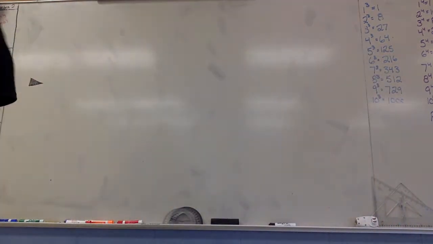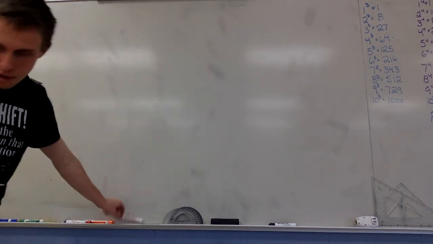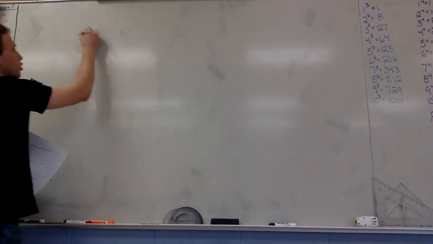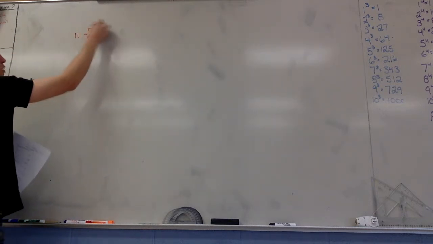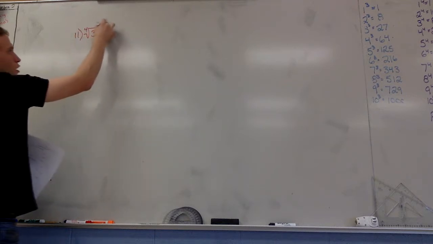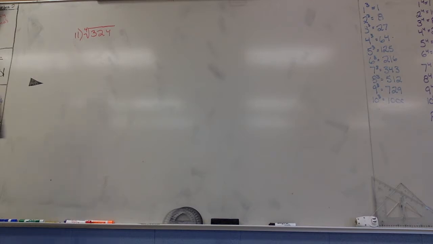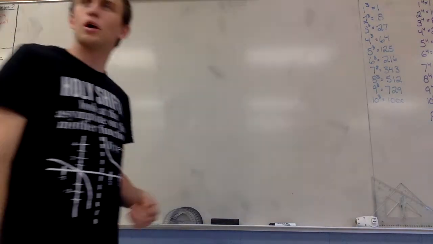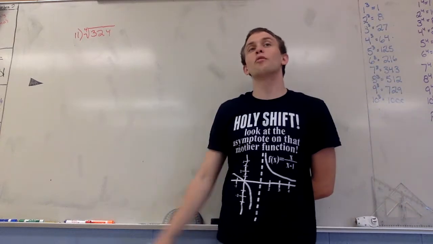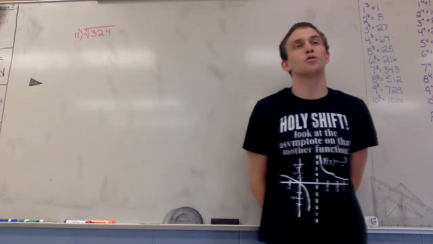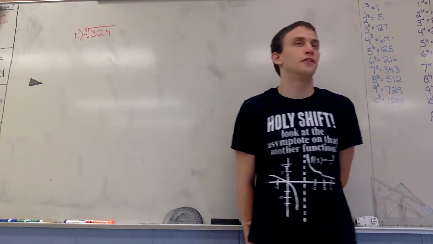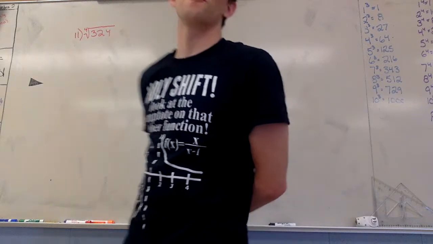All right. So number 11. Number 11, we have the 4th root of 324. So what do I have to look for? Perfect squares? Why squares? What kind of root do we have here? 4. So we have to look for perfect fourths in this case.